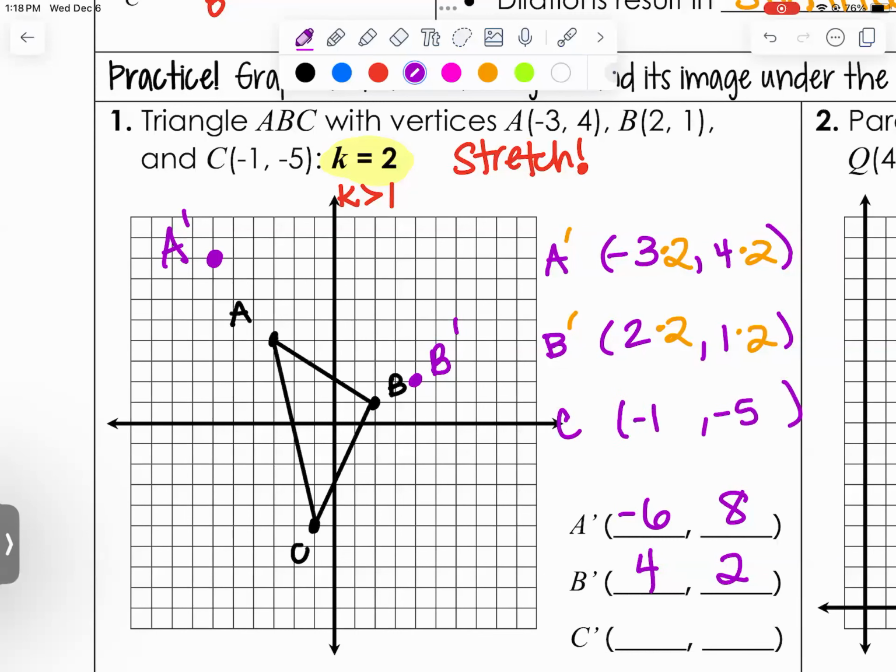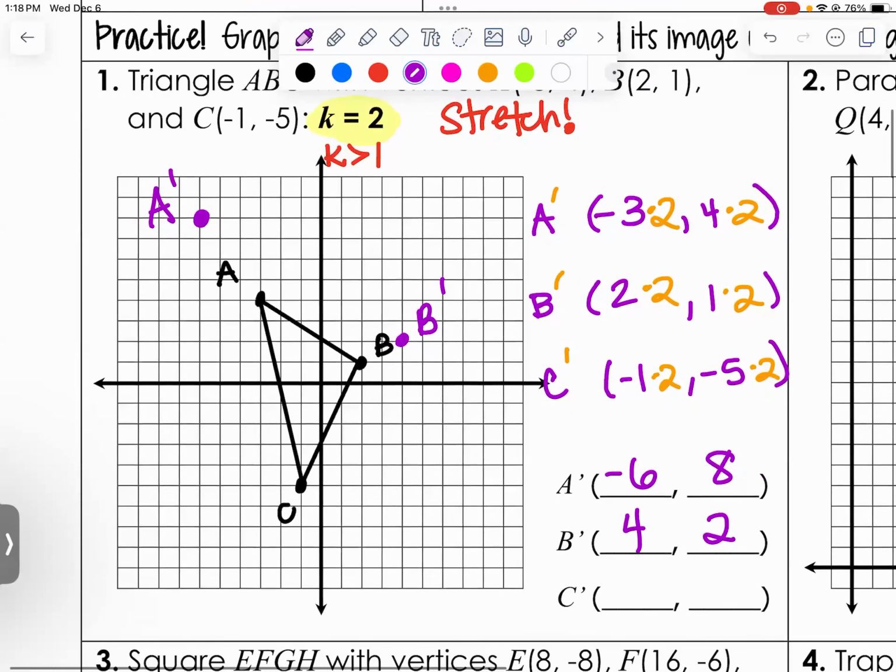Coordinate C is at -1, -5. If we take our scale factor and we multiply that coordinate by 2, Jacob, what's our new C coordinate going to be? Hold on. So what's -1 times 2?